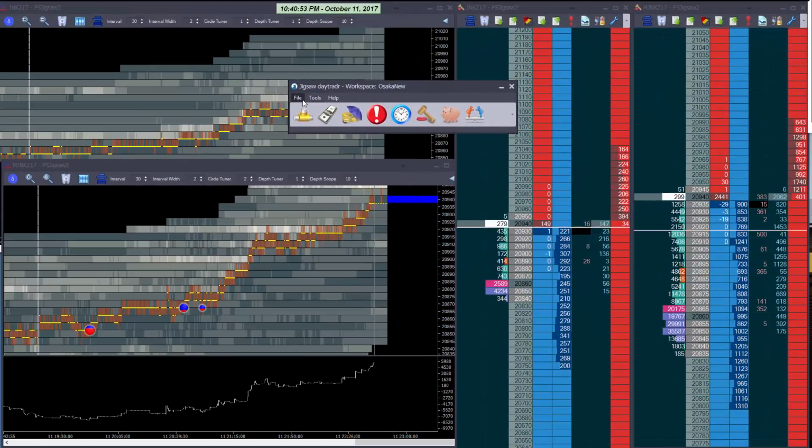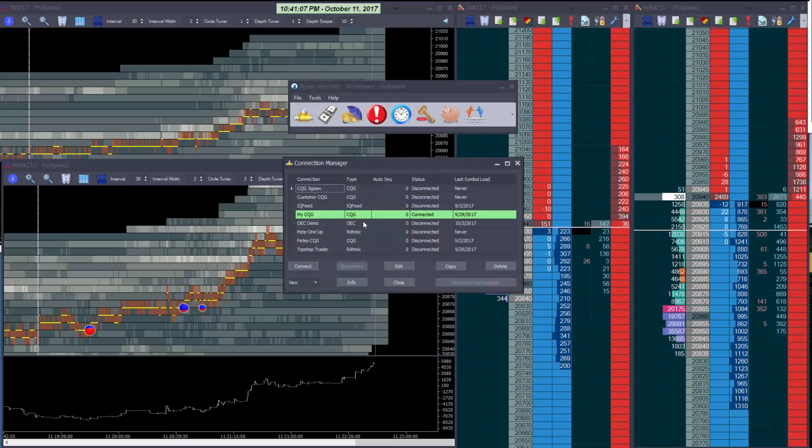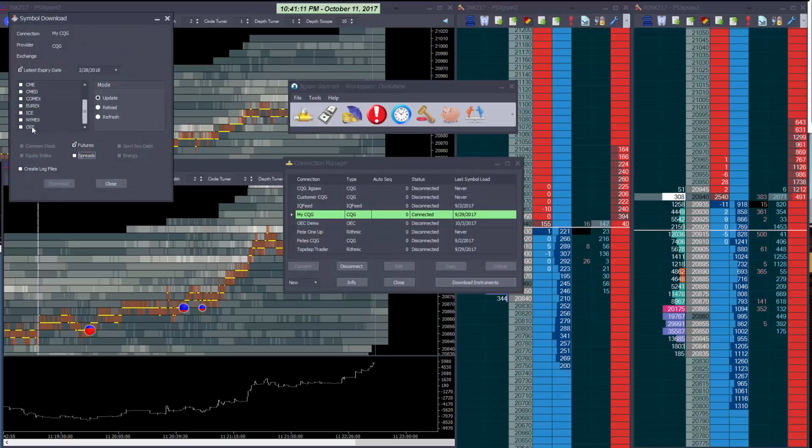Now I had a few emails saying, Pete, do you actually support these markets in daytradr? And yes, we do support these markets. With daytradr, whichever exchange we support, we support every instrument on that exchange. Now what you have to do to get the instruments, first of all, is go to Connection Manager, CQG, download instruments, and download instruments for OSE. So that's the Osaka exchange.